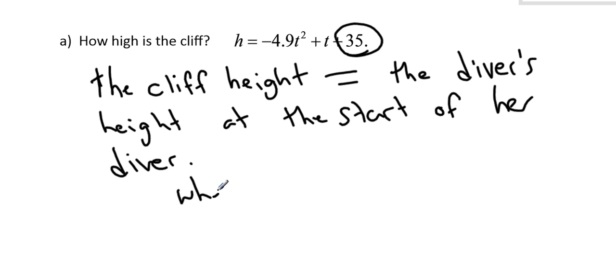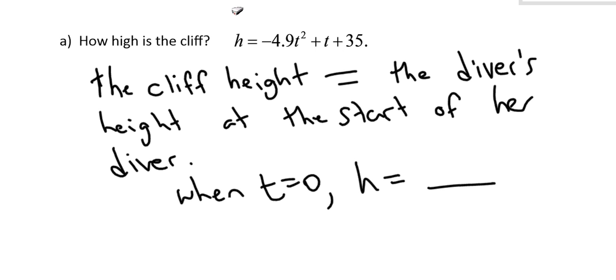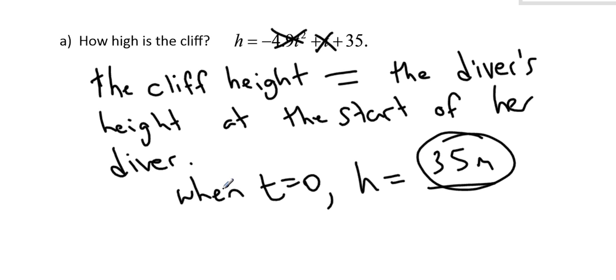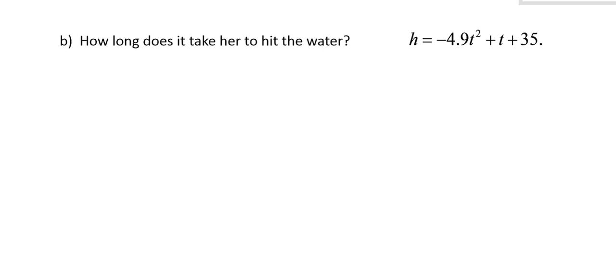So when t equals 0, h equals, and if you look back at the equation, if you substitute a 0 for t, that makes this term 0, this term 0, you're left with h equals 35. So the starting height of the diver is the same thing as the cliff height, and we've already discussed that it's 35 meters. So let's go ahead and look at the next question.